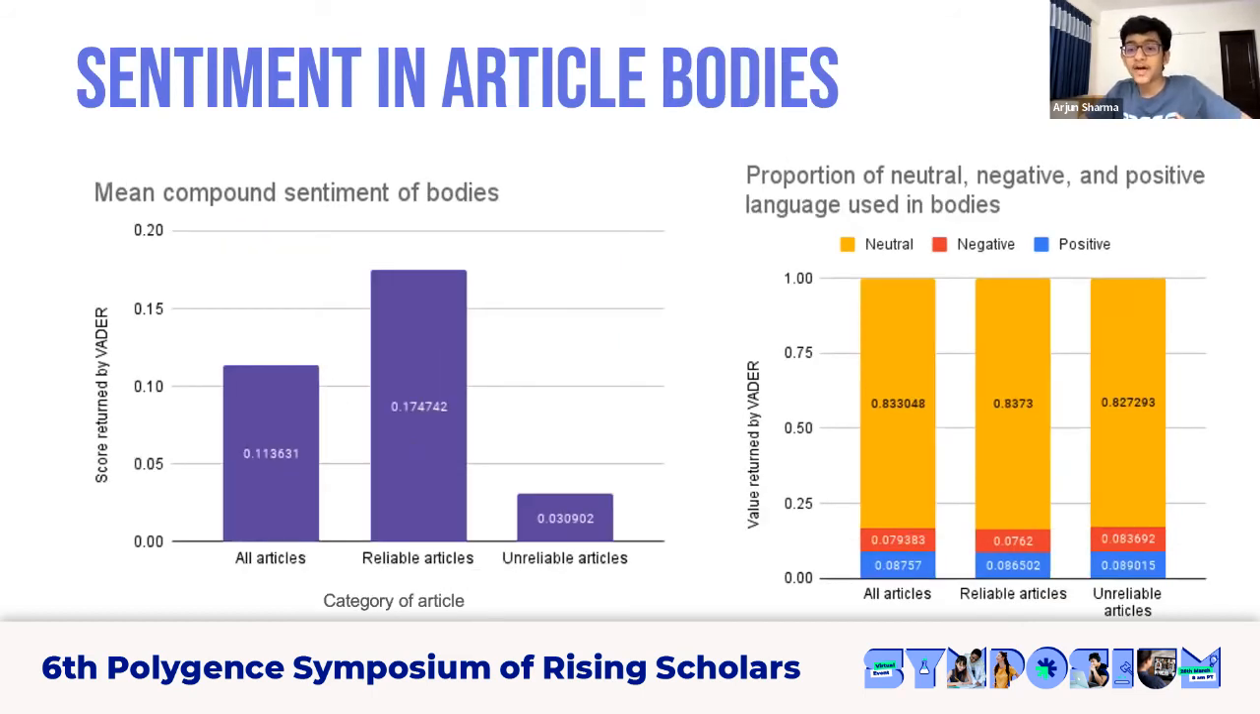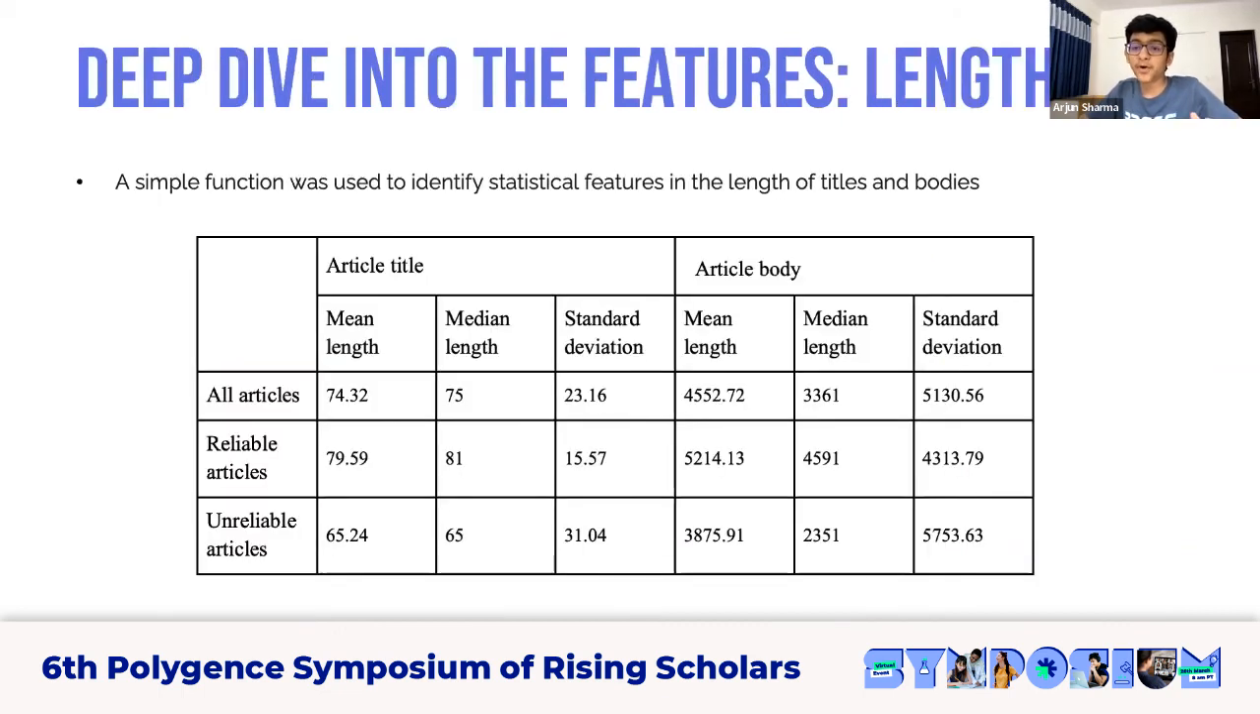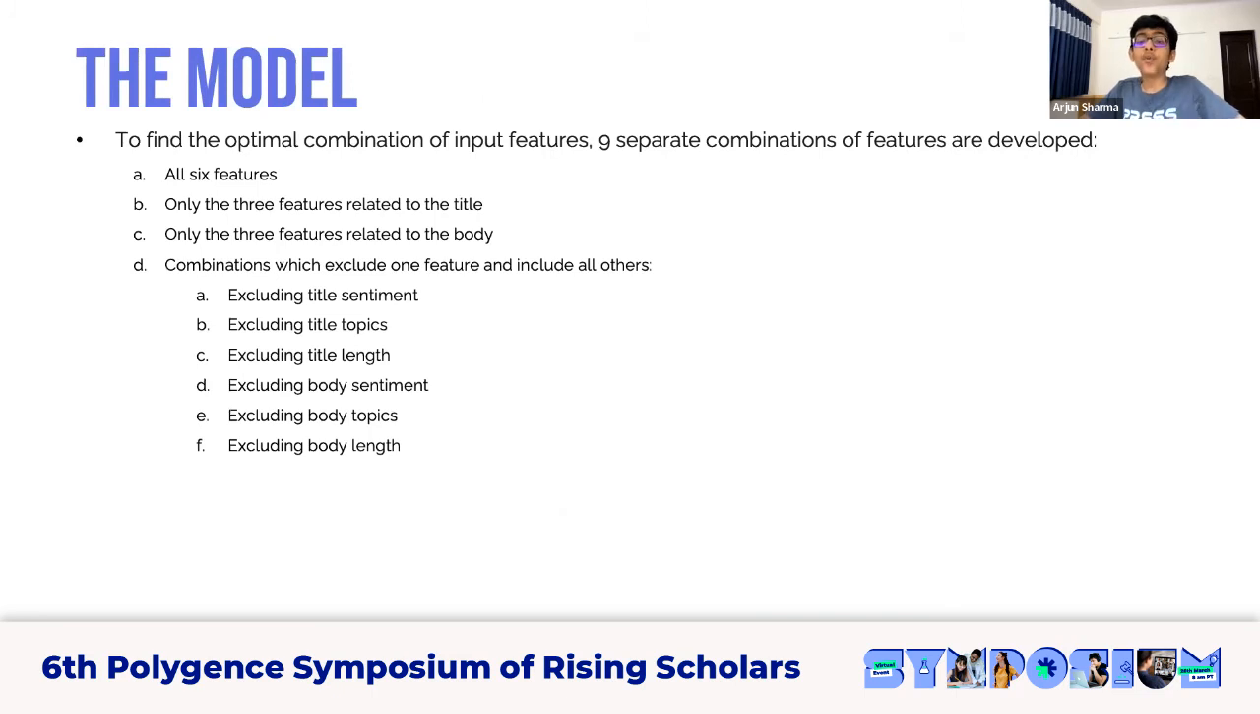With article bodies, there's definitely a much clearer difference. Reliable article bodies tend to be significantly more positive overall, even though on a surface level, the proportion of kinds of language employed is similar regardless of reliability. Finally, a simple function was used to identify statistical features relating to length. Both in terms of mean and median values, titles and bodies tend to be significantly longer for reliable articles. Research has shown that unreliable articles tend to be lower in detail, so this finding in their length corresponds to that research.